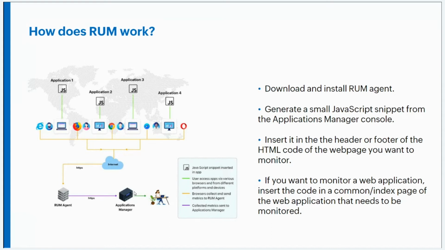Upon loading, the JavaScript snippet acts as the core that collects the performance data and constantly transmits it to the RUM agent. The RUM agent acts as a liaison between this JavaScript code and Applications Manager's web client, which visually depicts the captured data. So, like I said, you'll need to download and install the RUM agent in Applications Manager, post which you'll have to put the snippet from the Applications Manager console. In case you're using a web application, you'll need to insert it in a common static file. If you're using a single page application, you can insert it there only.